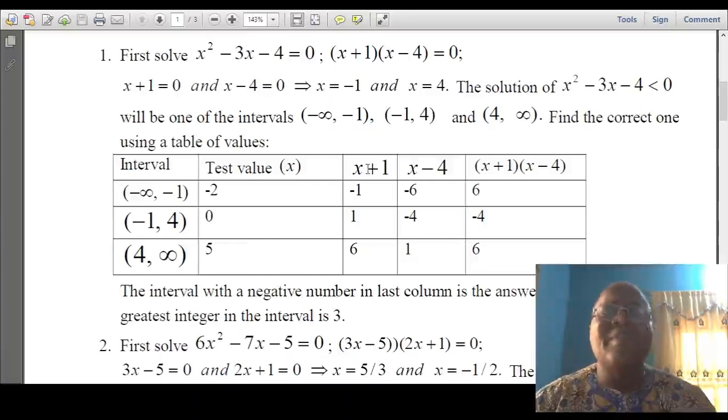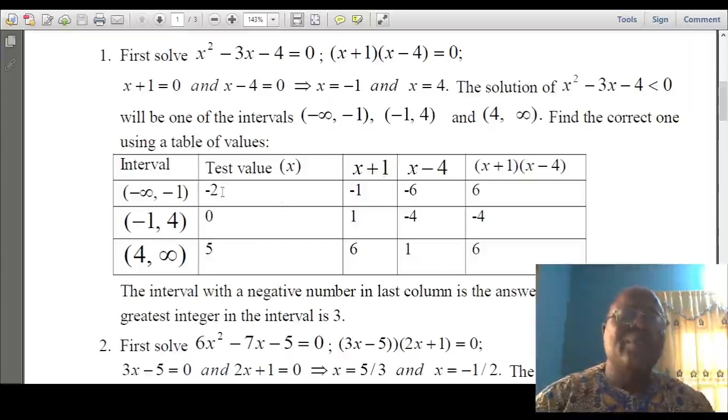Then let's evaluate those two factors of that quadratic expression. First one is x plus 1. When x equal to minus 2, what should be x plus 1? That's minus 1, of course. If x is 0, it becomes 1. If x is 5, it becomes 6.